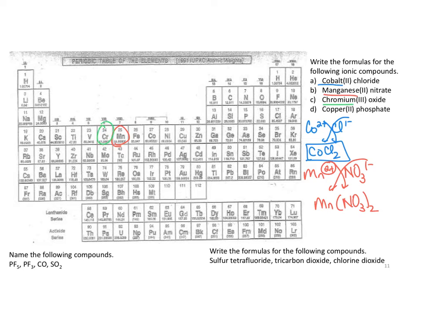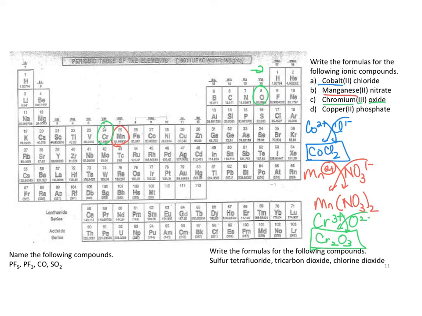Chromium, this is chromium. It's got a 3 plus charge in this compound. And oxide is here, which is a 2 minus. So when we cross over, it's chromium, Cr2O3. That's chromium oxide.